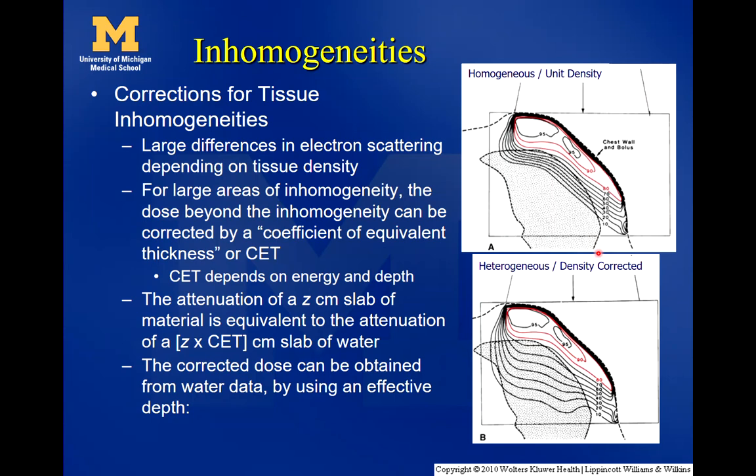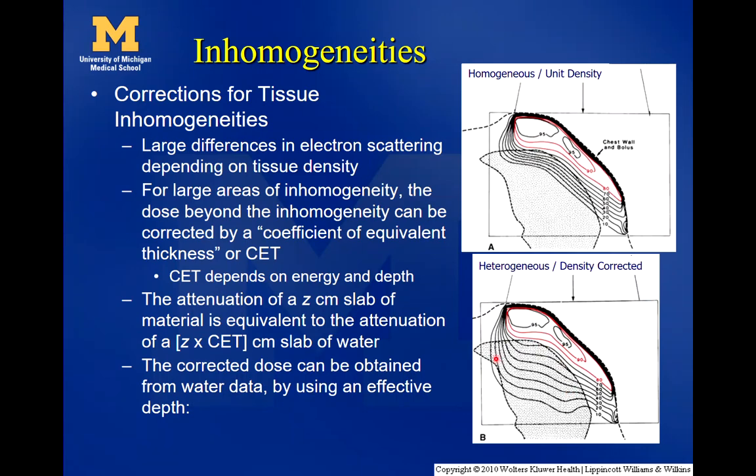So this would be like CT-based planning. Back in the olden days, our planning systems were only good enough to think that all of this was water density, and it would show us this distribution like this. So here's the 94% isodose line, here's 90, here's the 80%, which might be like the prescription isodose line for this electron beam.